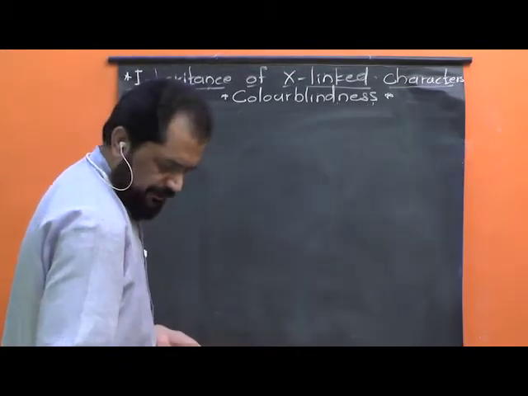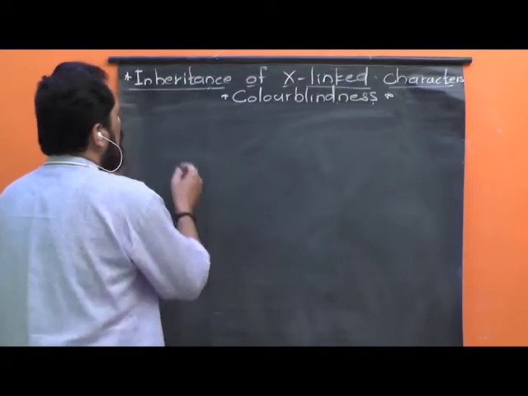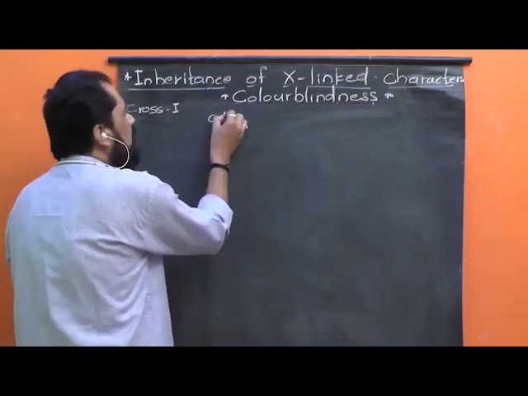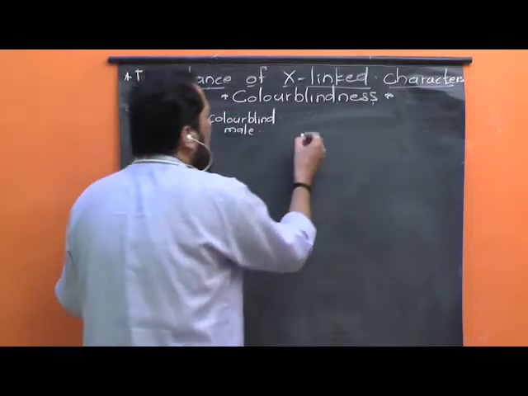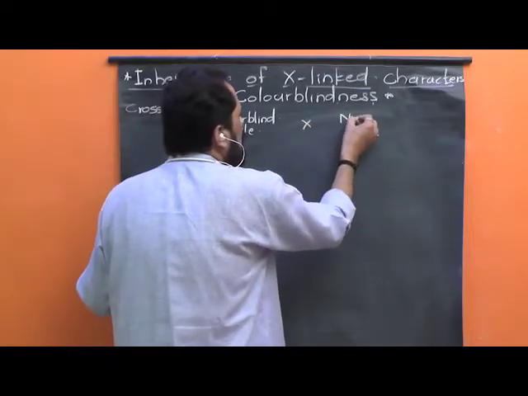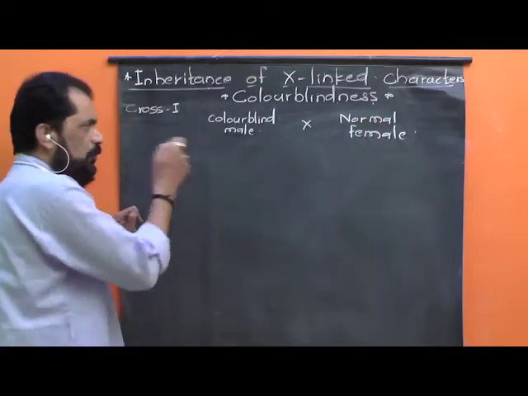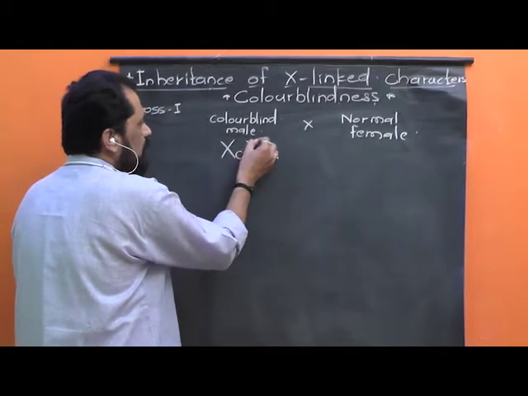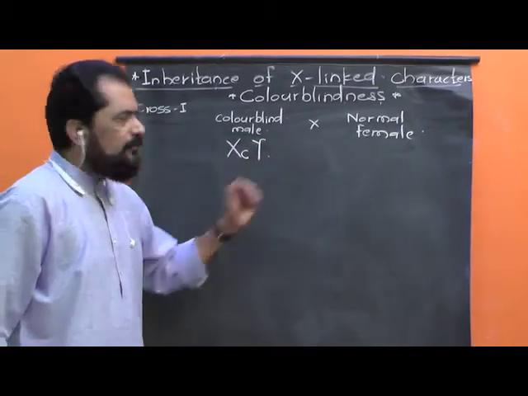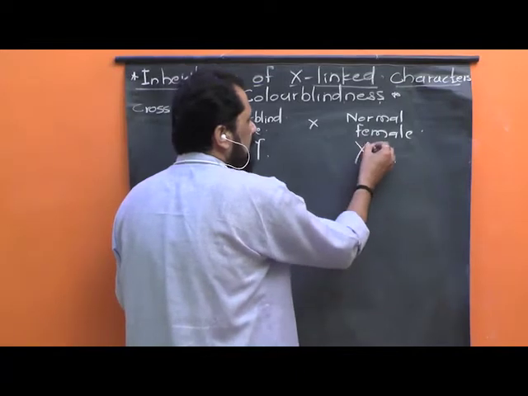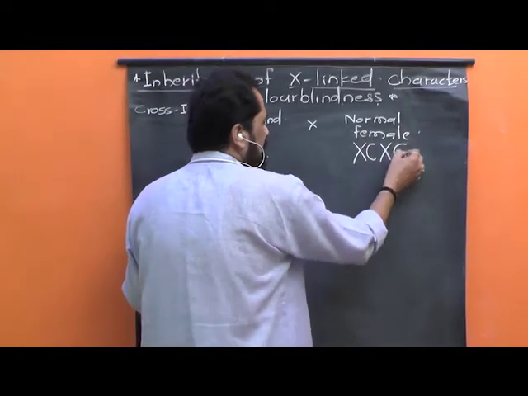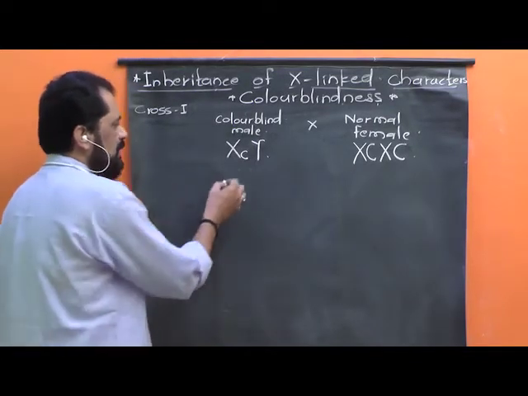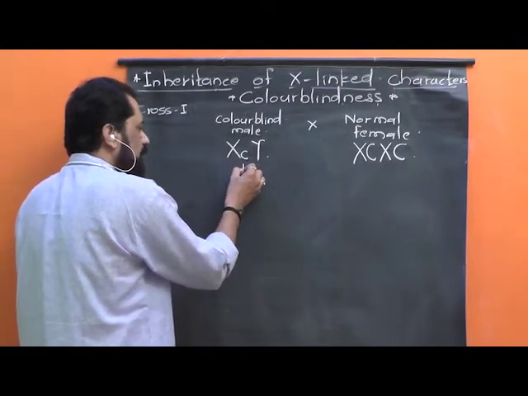Now let us consider the cross between two parents. Cross first. If color blind male marries with normal female, genotype of color blind male X small c Y, genotype of normal female X capital C X capital C. Now when color blind male produces male gametes, these are of two types.